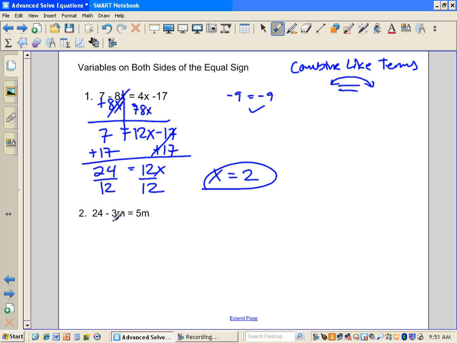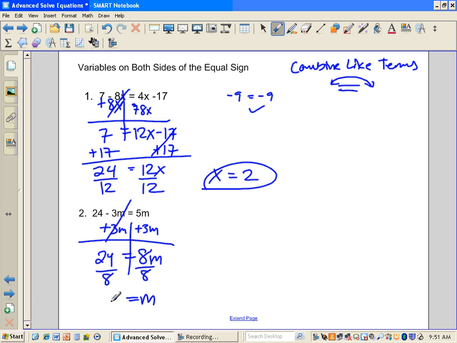I think the strategy should be bring the variables to one side and the numbers to the other side. In this case, I'm going to add 3m over here so that I have the variables on this side. 8m is equal to 24. Now I can just divide by 8. So that m is equal to 3. So use some strategy, use some planning ahead in trying to bring one variable to one side or the other.